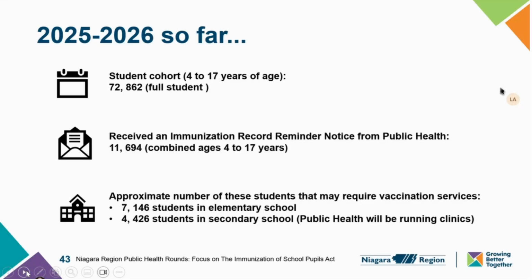Public health will be offering secondary school immunization clinics for students who received an immunization reminder notice and are currently in grades 9 through 12, along with some clinics for the wider student population. However, there will not be enough clinic spots for every student who is overdue in Niagara. So public health will prioritize students who face barriers to accessing vaccination services. Please consider offering vaccination to patients who are due or overdue for vaccination, particularly those patients who are in elementary school.